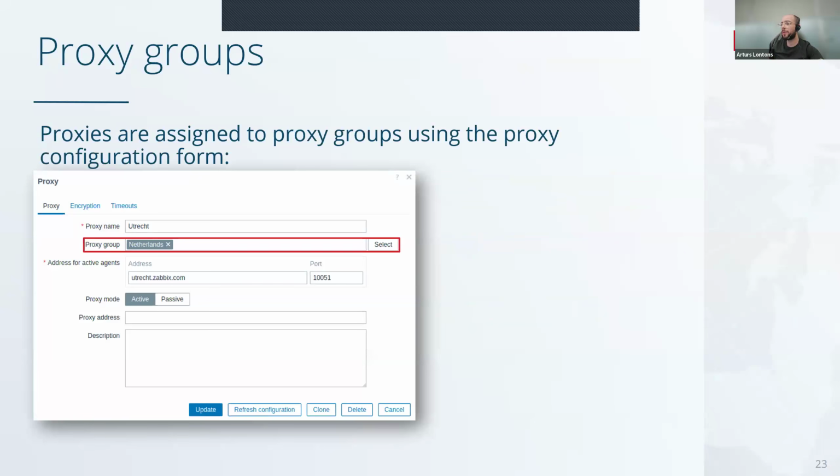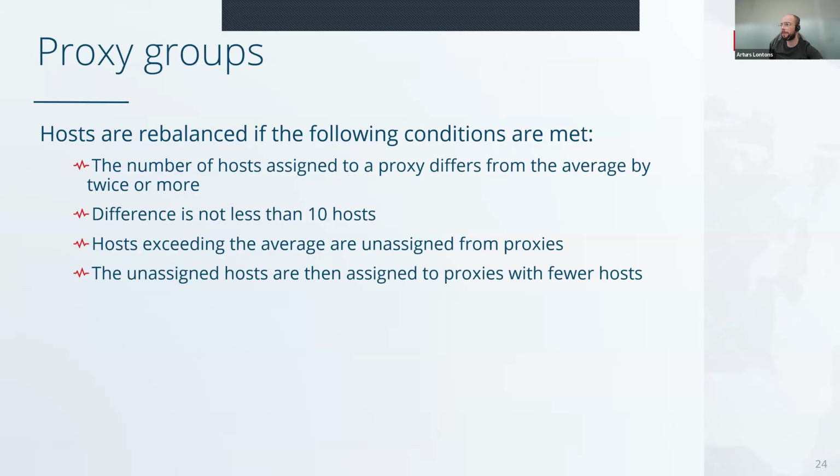So we can assign proxies when we create or configure a proxy. We can assign it to a proxy group. There are no limitations to the numbers of proxies that you can assign to a proxy group. And it's just essentially a new field that you have to select optionally if you wish to use proxy groups.